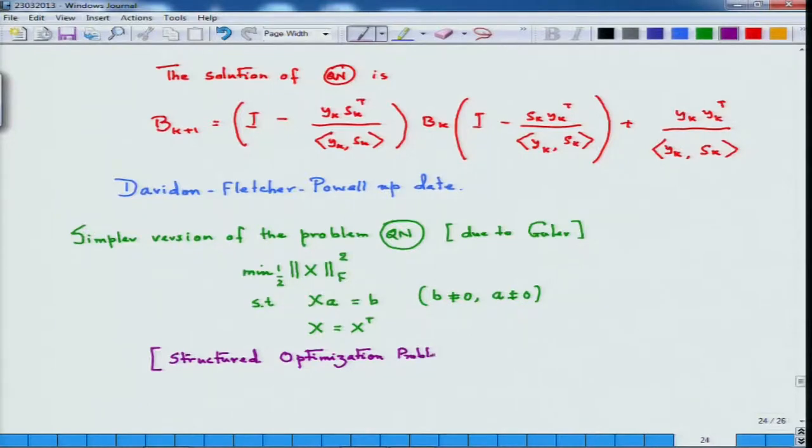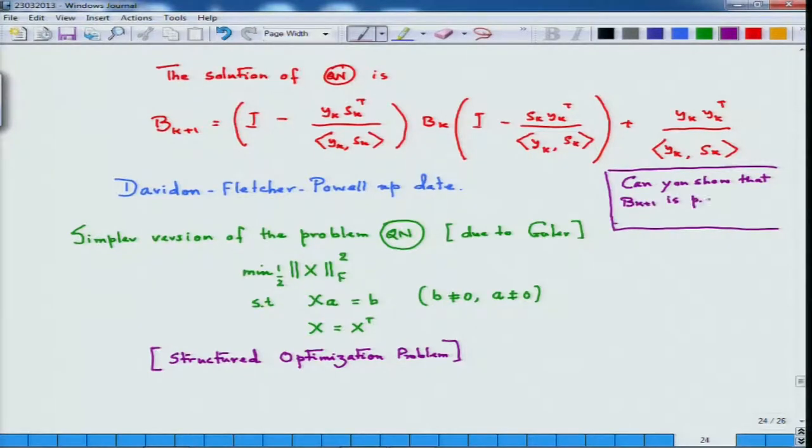In fact, I have a query to give you. As a homework, can you show that B k plus 1 is positive definite if B k is so? So, take this as a homework.